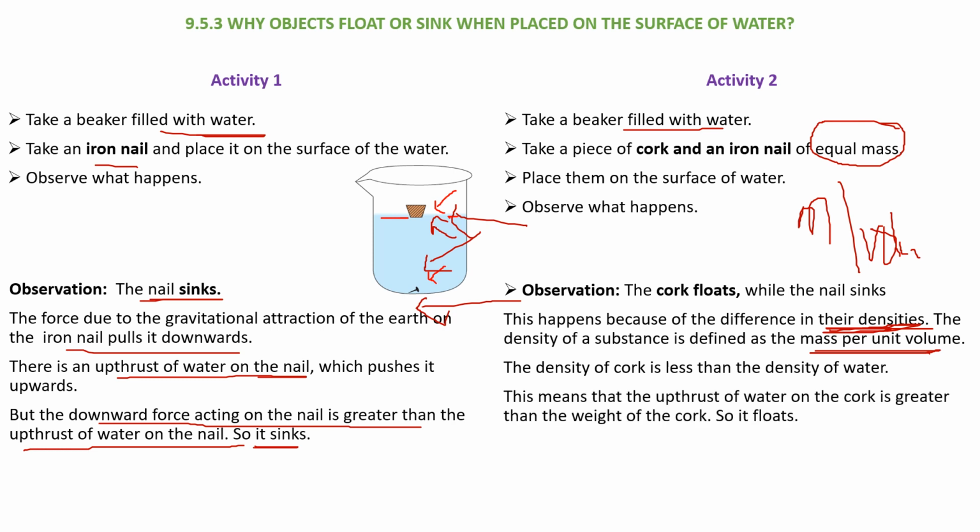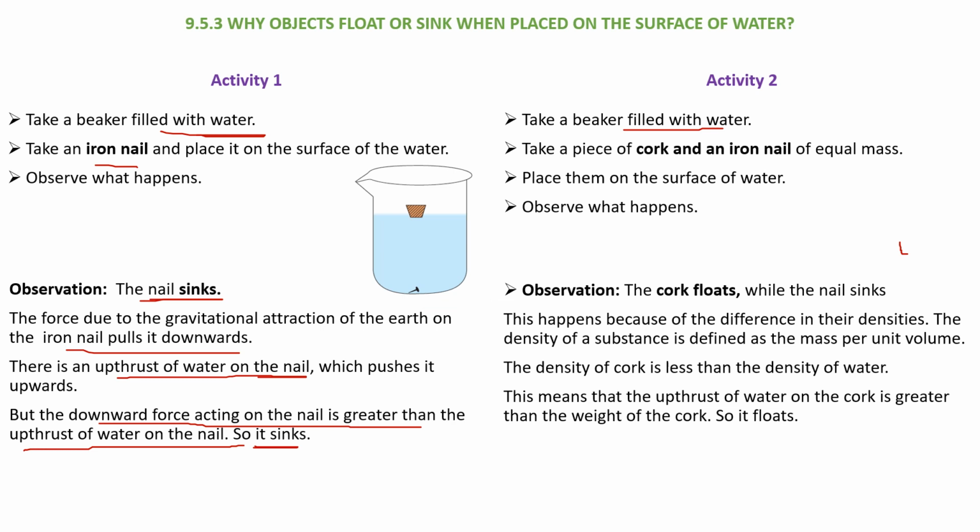So this means that the upthrust of the water on the cork is greater than the weight of the cork. Look at it. This is spread across this, right? Water upthrust is more here, but this is a small volume, so the upthrust is smaller. Now we have a bigger upthrust, so the buoyant force, the upthrust force, will win.